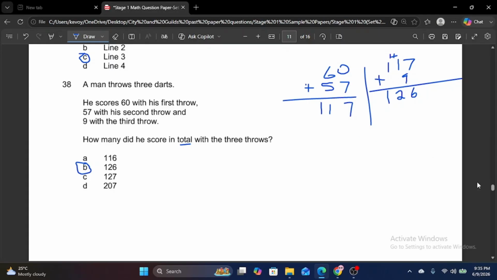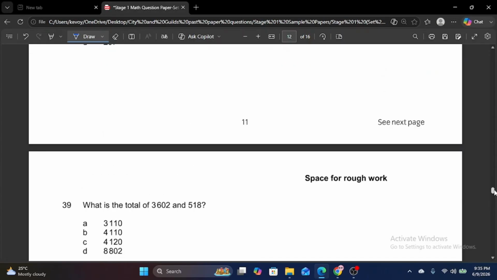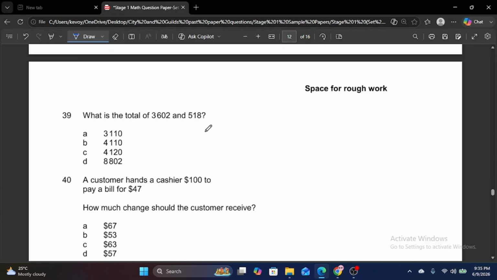Alright, moving right along. So I'm on question 39 right now. We're still adding, so that's going to be the total of these two numbers. So I'm going to quickly add them. So we have 3,602 plus 518.